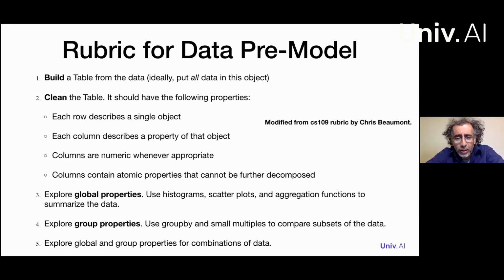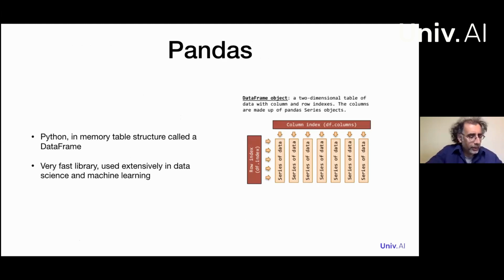And then finally, you want to explore both these global and group properties for combinations of this data, different kinds of features that you want to combine together and understand what is going on. So this is the rubric, and no matter what model you do, more precisely, no matter what tabular model you do, you're going to have to do these things before you get to the modeling stage. So again, probably a good takeaway from today. Okay.